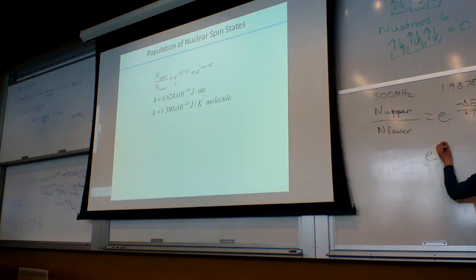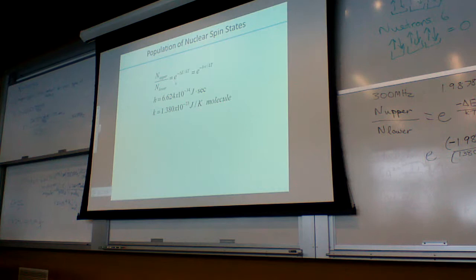1.9878 times 10 to the negative 25th joules. So we have e to the negative 1.9878 times 10 to the negative 25th joules divided by our k, which is 1.380 times 10 to the negative 23rd joules per Kelvin per molecule, and multiply that by the temperature at which you're doing the experiment. Most of our experiments are going to be done at 25 degrees Celsius, which would be 298 degrees Kelvin.